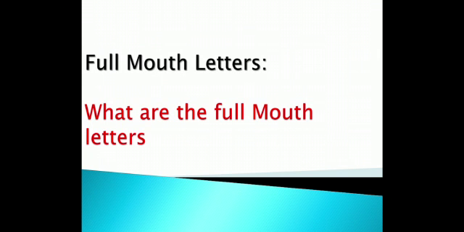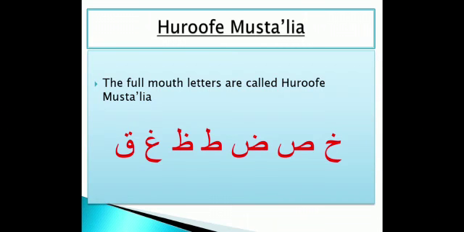What are the full mouth letters? There are 7 full mouth letters which are called huruf-e musta'aliyah. There are 7 huruf-e musta'aliyah. They are kha, sad, ضاد, طا, ظا, غين, and qaf. These 7 letters are called huruf-e musta'aliyah, and they will always be pronounced with full mouth.